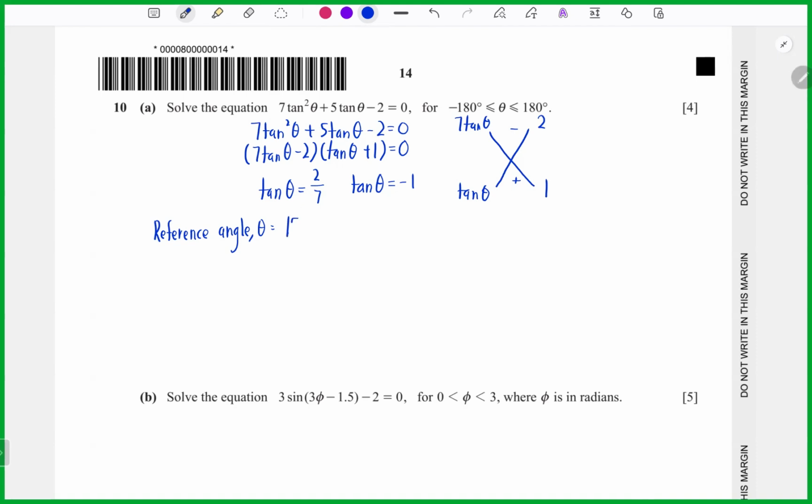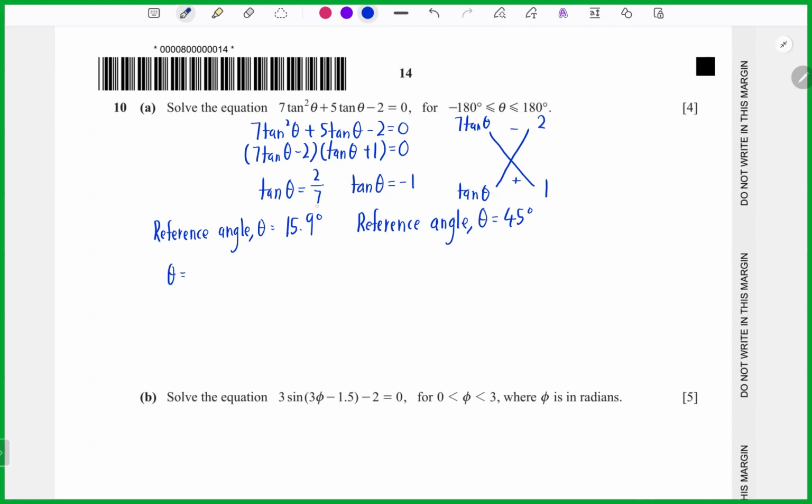Okay, 15.9 degrees. And then one more. Okay, reference angle theta equals 45 degrees. Okay, let's try to see.